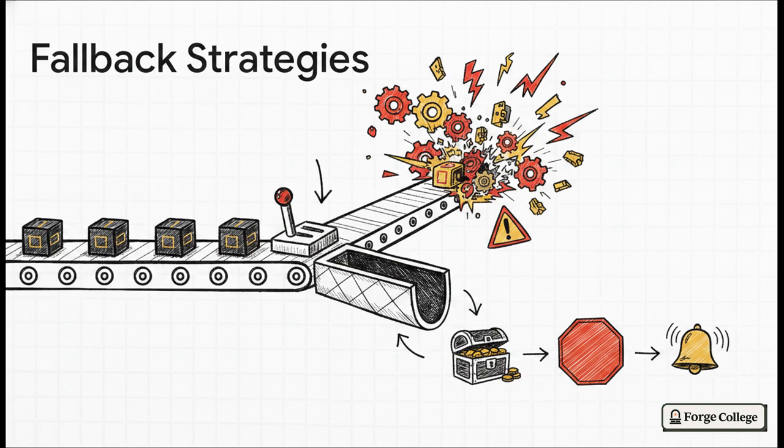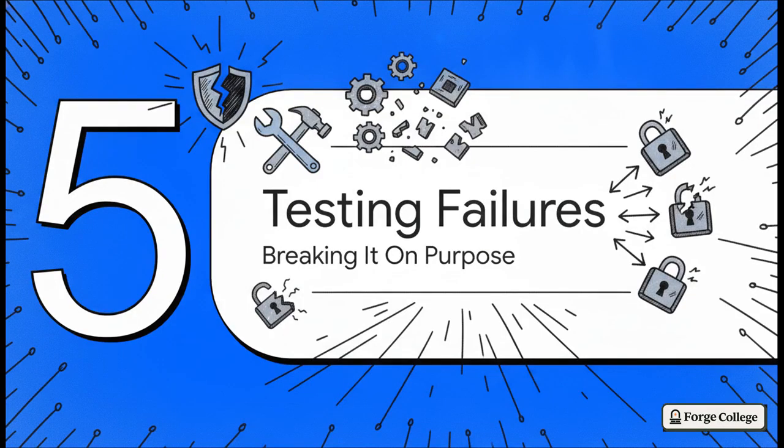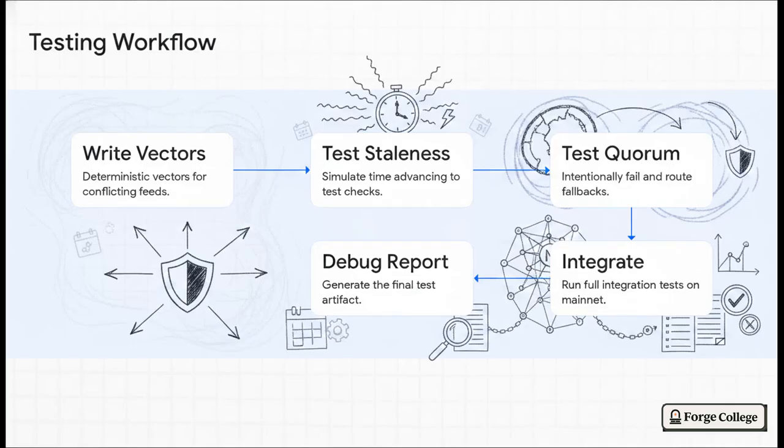The golden rule we are following here is emphasizing safe behavior over forced execution. If the data is bad, do not force the execution. Just don't do it. All right, Section 5, testing and debugging failures. Yep, we are breaking it on purpose. Let's move to and see how this builds systematically into a hands-on testing workflow.